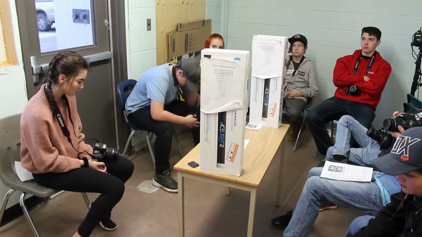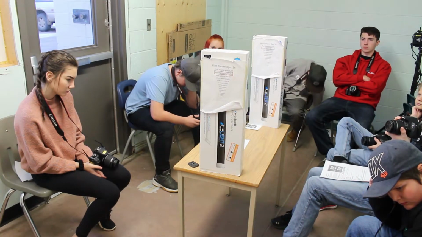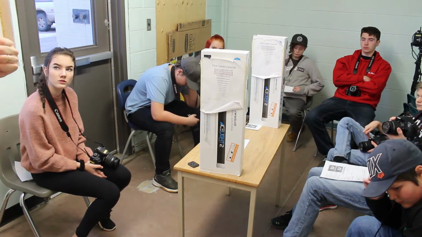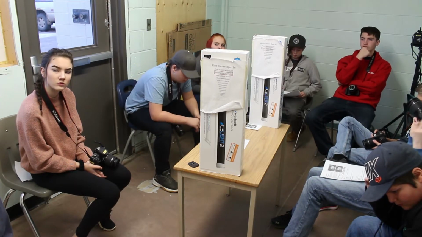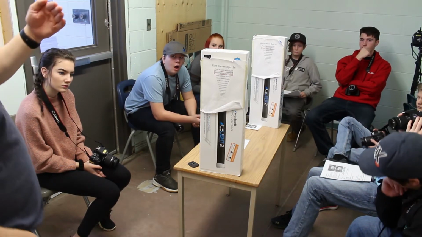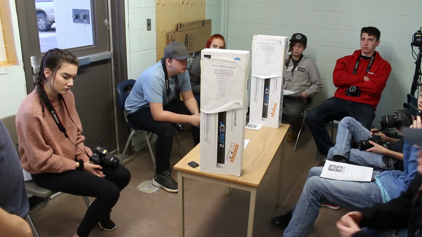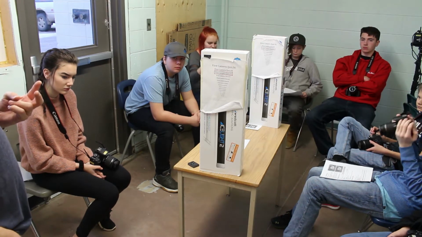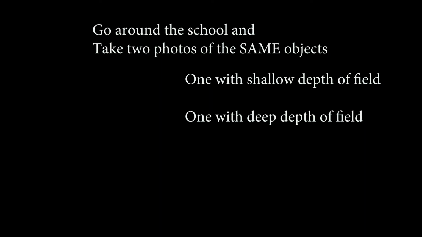Here's your assignment. I want you to go around the school and take 2 pictures of each situation. The first photo is some items with a shallow depth of field. The second photo would be the same items with a deep depth of field. Things like lockers, or people standing in a row in the hallway, or the tables in the cafeteria, or the lines along the floor in the gym. So 2 photos of each, one with shallow depth of field, the other with deep depth of field. That's part of your assignment: to provide the same situation, one with shallow, one with deep.